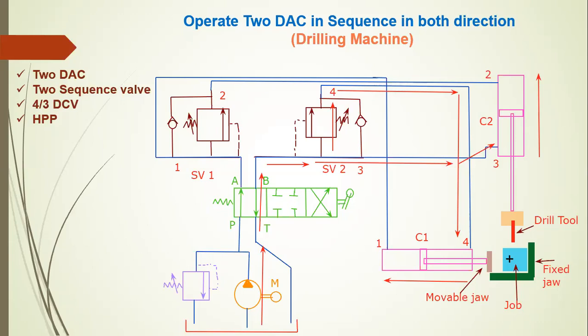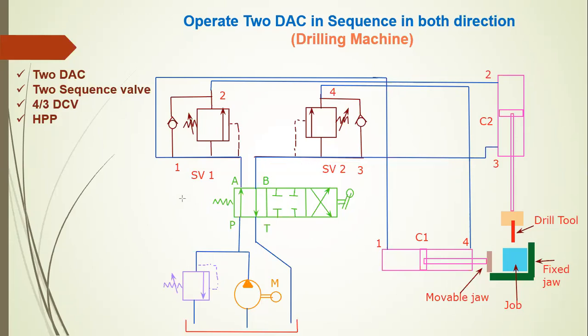Then for the next job, we can attach it at the drilling point and work from SV1. SV1 means sequence valve 1. This process goes on continuously in a repeating condition, and the drilling machine works.